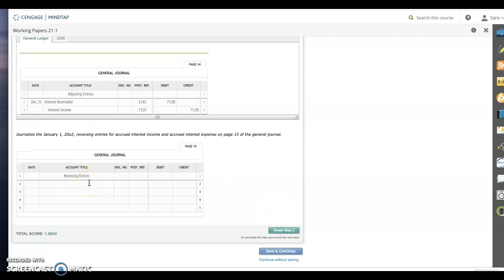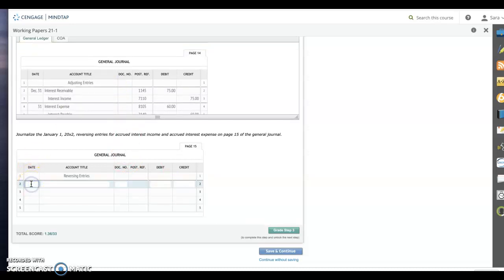Okay, then the next thing we're doing are the reversing entries, and so we are journalizing the January 1st reversing entries for accrued interest income as well as the accrued interest expense. And so for that, our date will be January 1. And then my first one will be interest income. And then I'm just looking up here at this supporting document, and we're just basically reversing what we did for our adjustment and using the same amount. So a debit of 75, interest receivable, credit of 75.